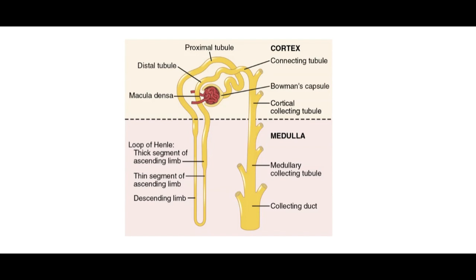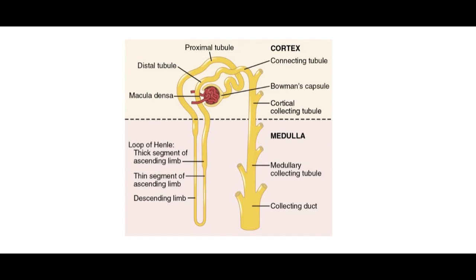and down into the descending limb of the loop of Henle, the thin ascending limb of the loop of Henle, the thicker ascending limb. The thin and thick ascending limbs of the loop of Henle do actually have different functions, and we will talk about those. Okay? The thin ascending limb does have a function that isn't often given the credit that it deserves.